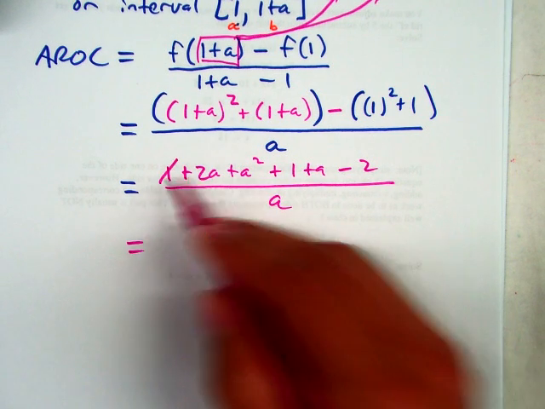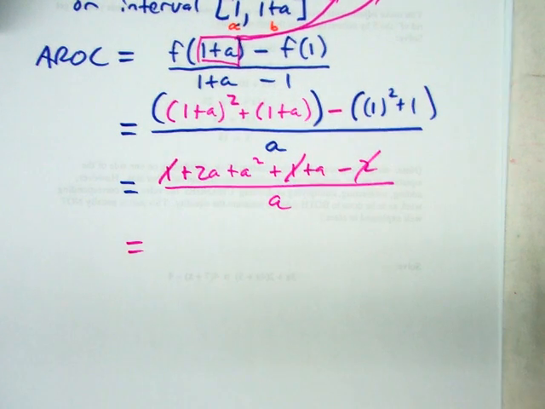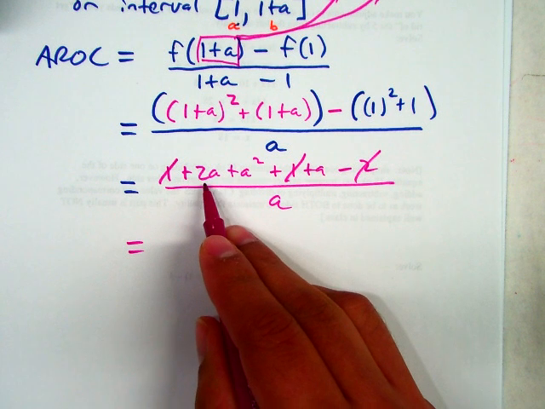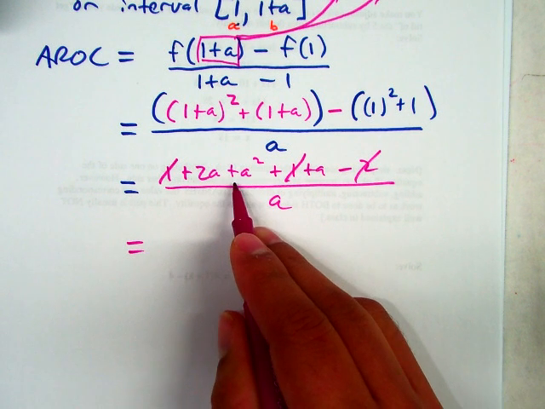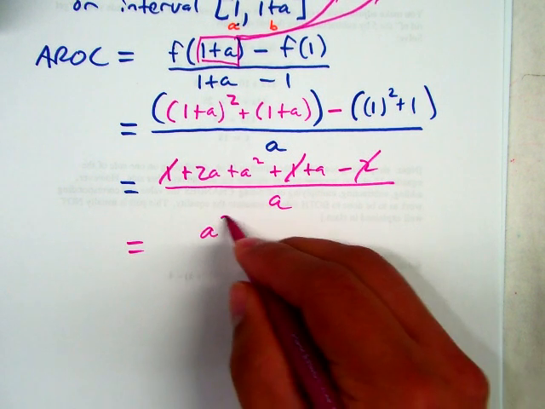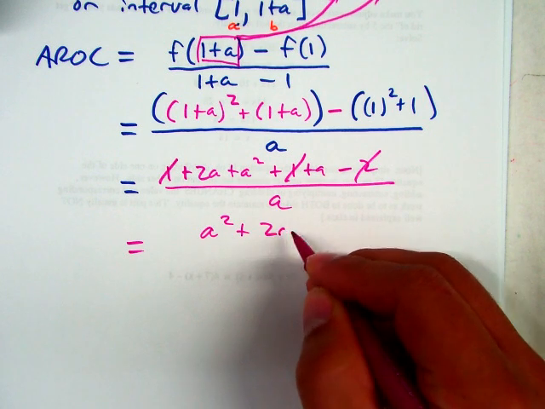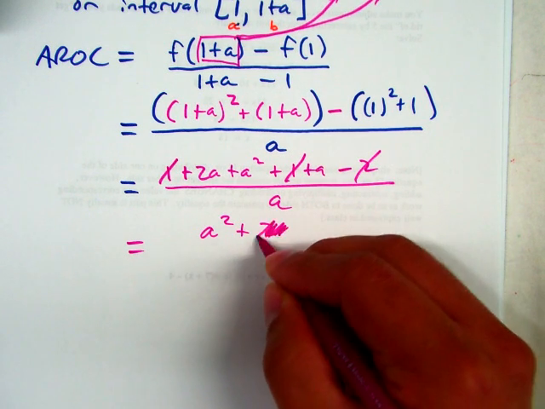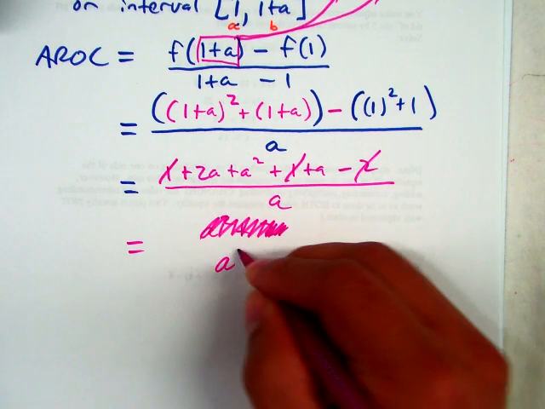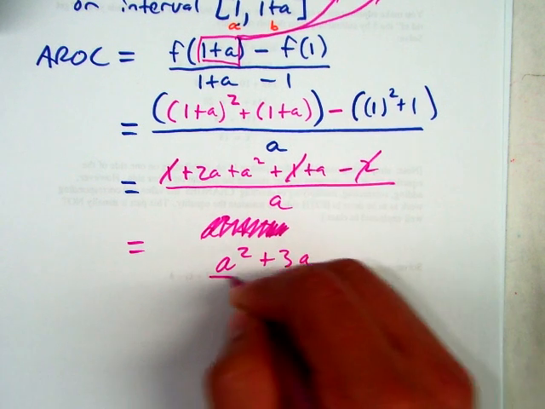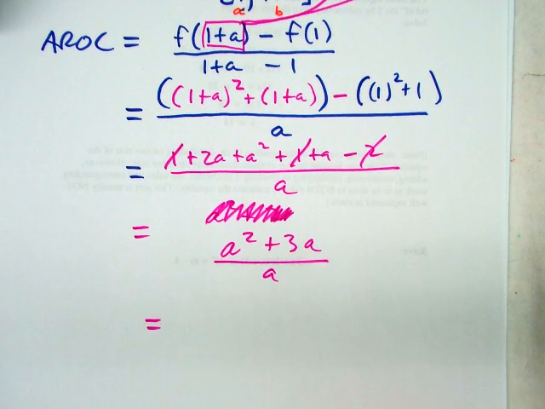1 and 1 make 2. If I subtract 2, that goes away, right? What can we do with a squared, 2a? Let's write it in order, maybe. Actually, 2a plus a, I can combine that, can't I? 3a. That was silly. Let's do that. a squared plus 3a over a. Can I do anything else with this? 3 plus a. a plus 3.